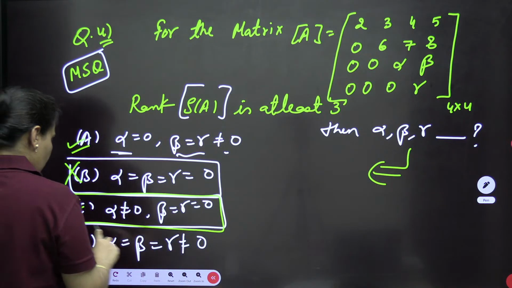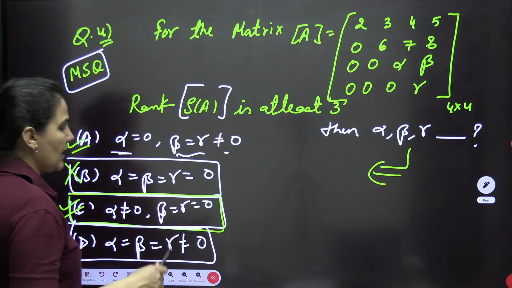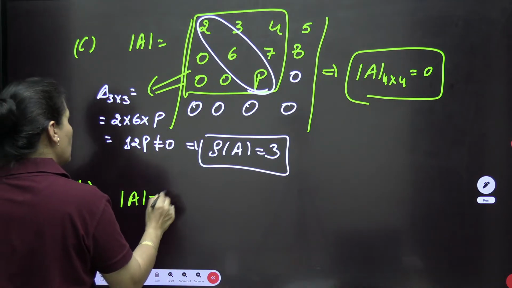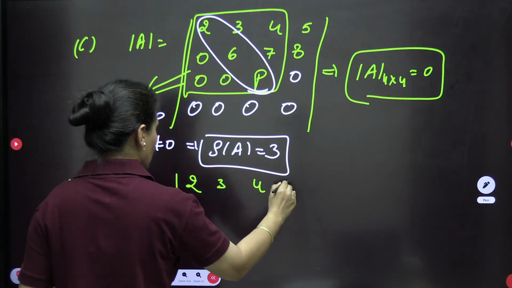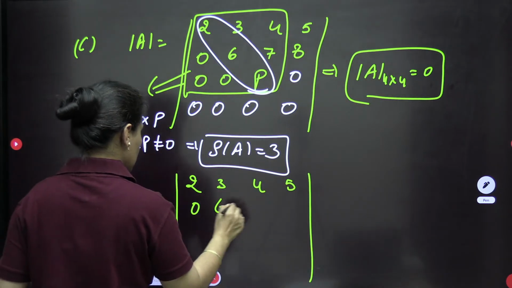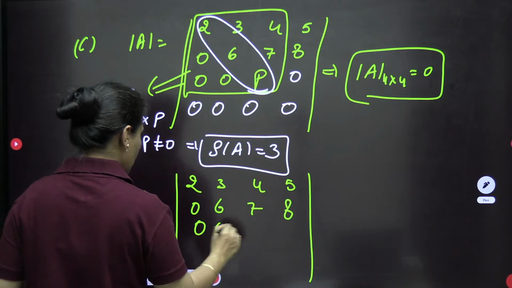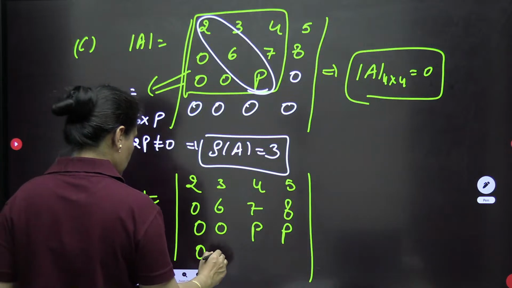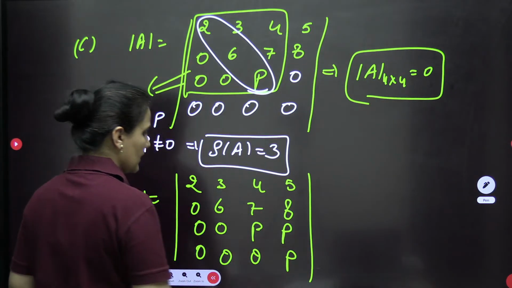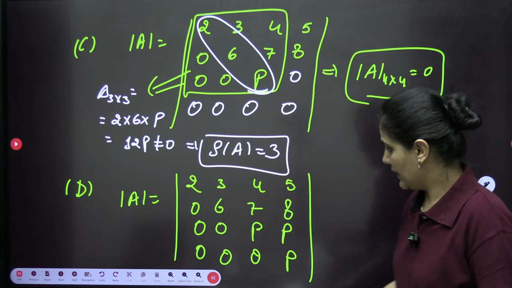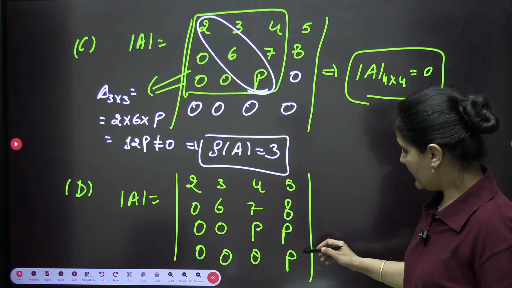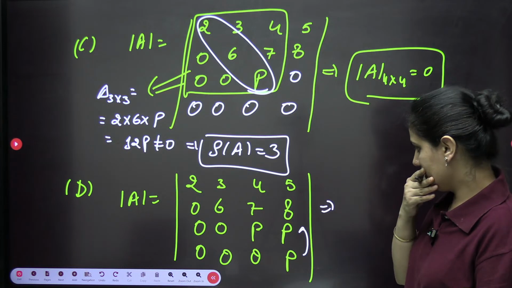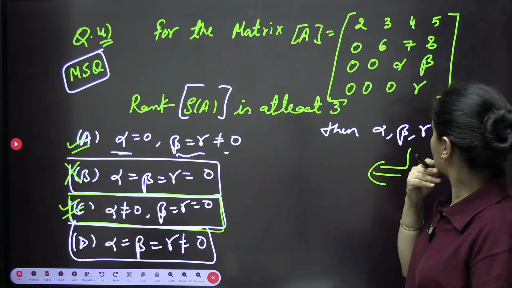This is true. When we go with the last one, alpha, beta, gamma are all not equal to 0. So suppose we put all of them not equal to 0. So the rows are 2, 3, 4, 5, then 0, 6, 7, 8, all not equal to 0, then P or P, all equal but not equal to 0, and then 0, 0, 0 or P. In this case, you can see what I'm writing here.